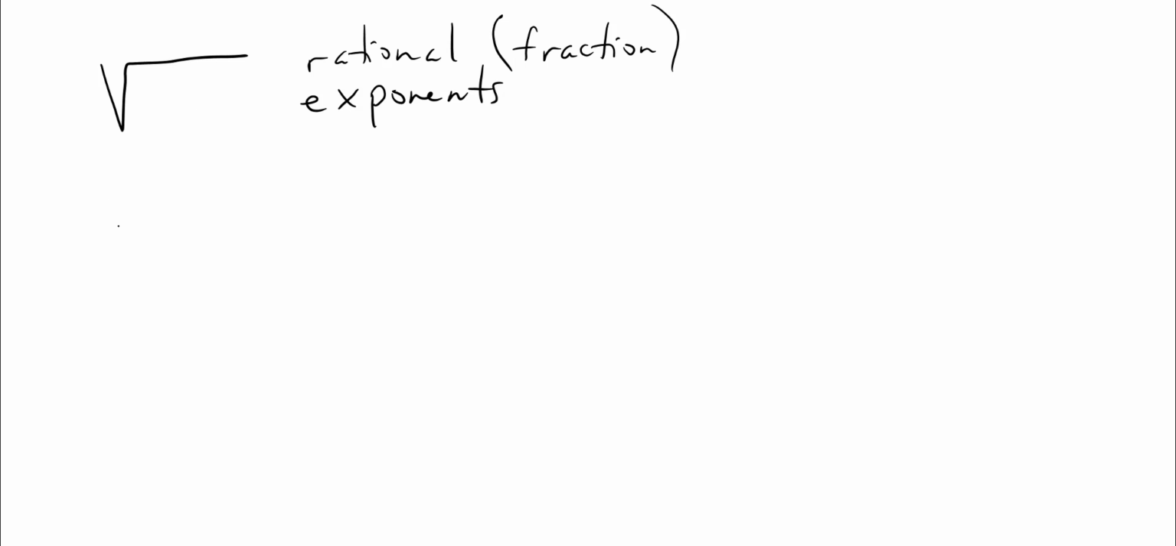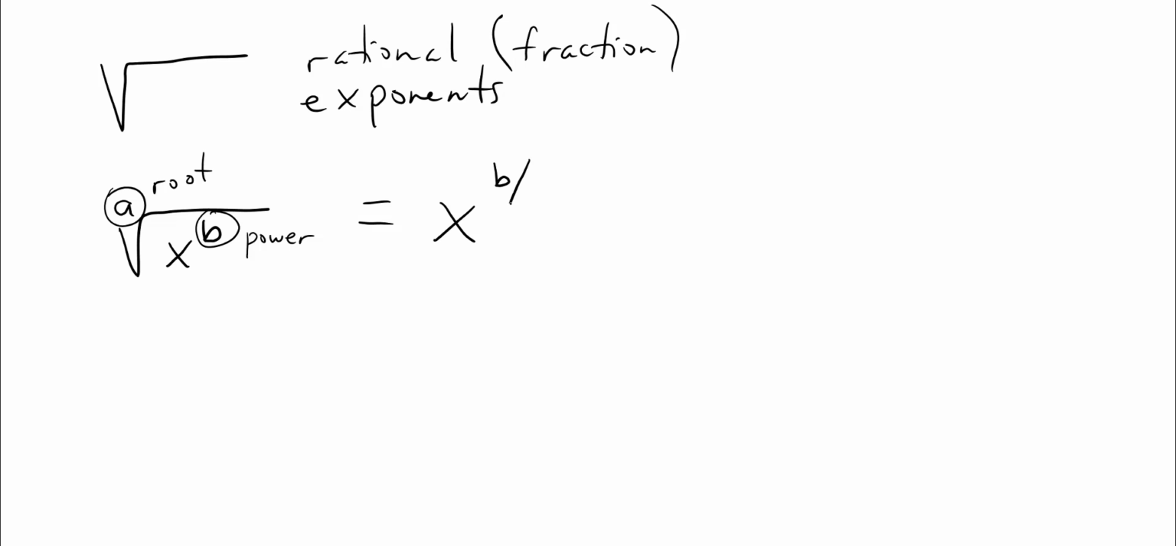So let me give you an example. Let me do a general thing first. If I have a number here, an a, and I have an x to the b power, I have two things. Do you agree that this is a root, like a square root or a cube root, and this is a power? x to some power. When I want to write this as a rational exponent, as a fraction, this is the way I write it: x to the, and the a goes in the bottom and the b goes on top, so it's b over a.